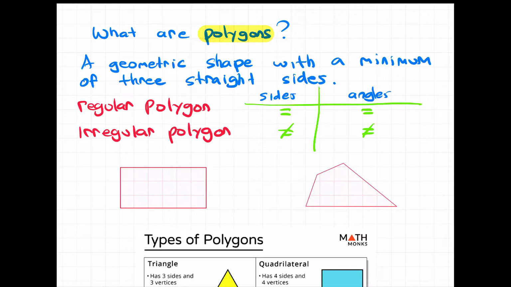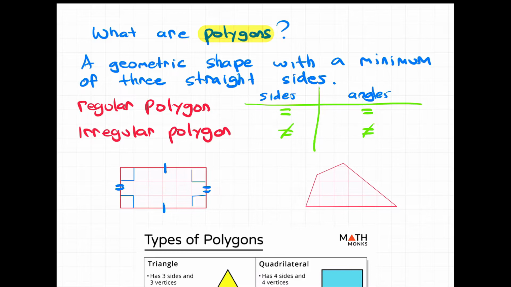So are these regular polygons or irregular polygons? The mistake that some students make is the one on the left they call a regular polygon because they say, hey, I have four angles that are all forming 90 degrees. So all these angles are the same. But remember that all the sides need to be the same. So in this case, I've got these long sides that are the same and the short sides that are the same, but not all four sides are the same.